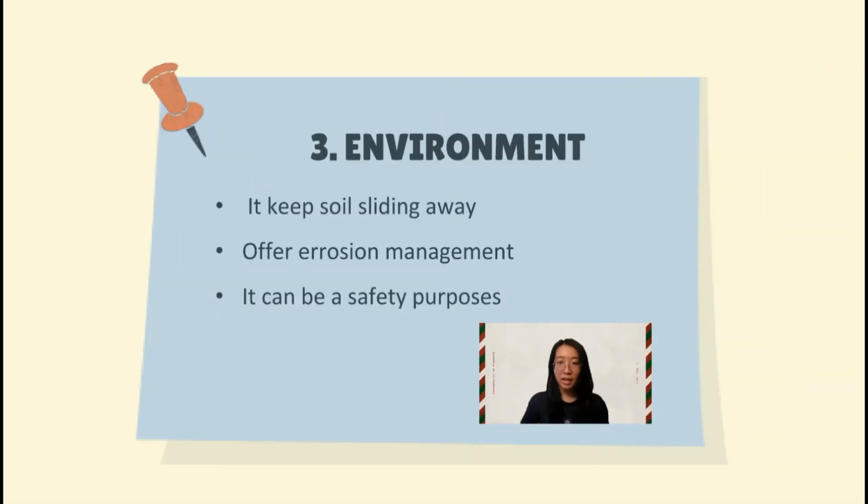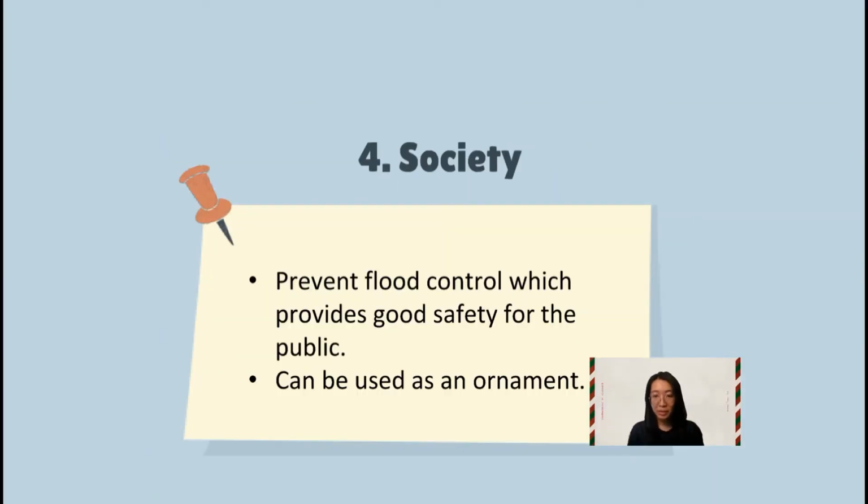A retaining wall gives advantages to the environment. It can be used to keep soil from sliding away and also offers erosion management. A retaining wall fills the gap between the existing natural heights of the sandstone at any parts, so that a back fence can be built for safety purposes. Retaining walls also give an advantage to society. Building retaining walls can provide flood control, which provides good safety for the public. A retaining wall can also be used as an ornament. It can make the house more attractive.